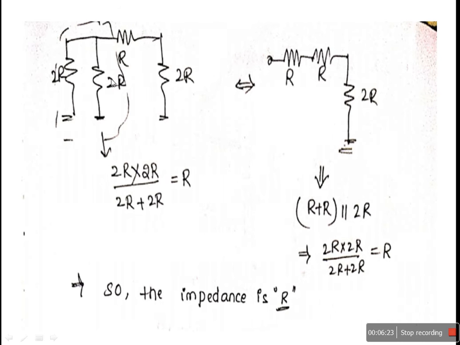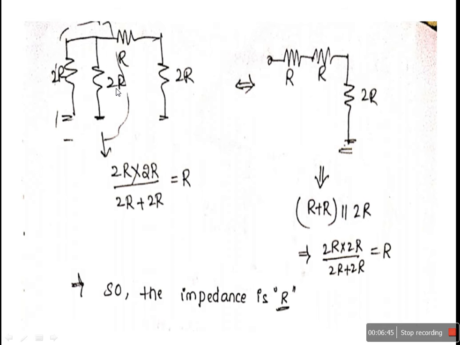Again I am getting this type of circuit. 2R into 2R by 2R plus 2R, because these two resistors are connected in parallel. Whenever two resistors are connected in parallel, R1 parallel R2, here 2R parallel to 2R, that is equal to 2R into 2R by 2R plus 2R. That value is equal to R.